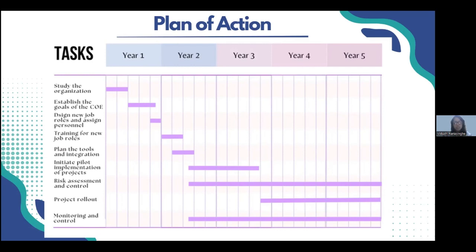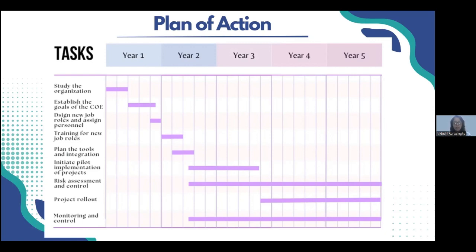And after all these processes, the pilot implementation of the projects is done. And at that point, the process of risk assessment and monitoring and control is started, and it will end at the end of the project. Also, the project rollout period will commence in the latter part of the third year.